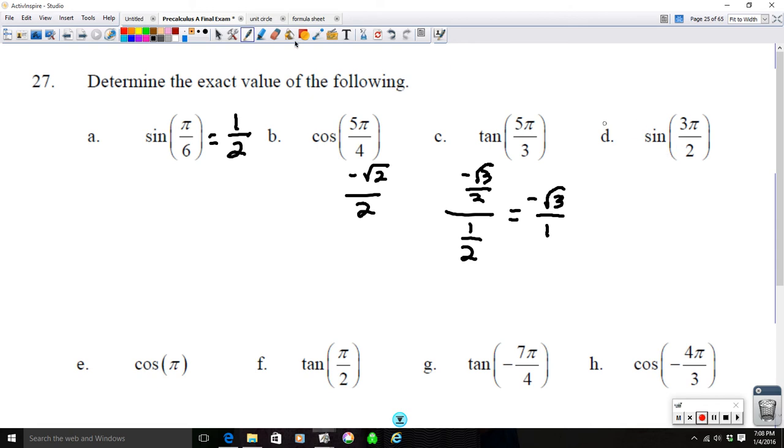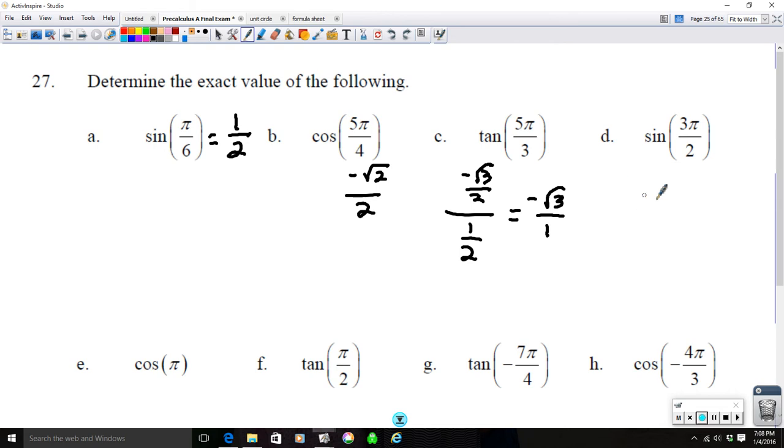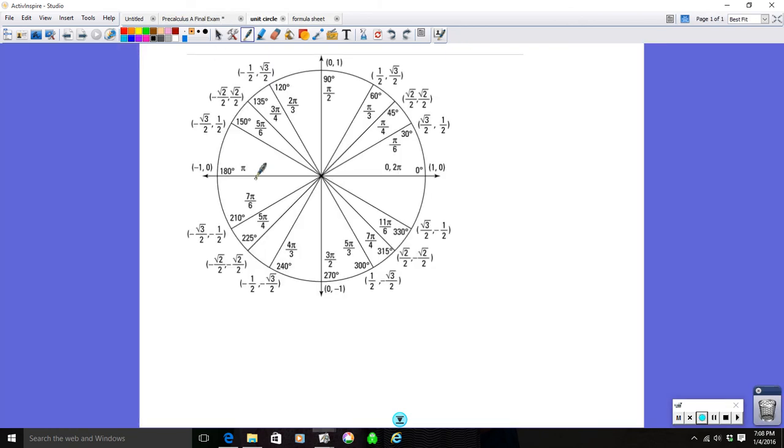Sine of 3 pi over 2 for letter D. So 3 pi over 2 is down here, and cosine comma sine. That means the sine is going to be negative 1. So this is negative 1. Letter E, cosine of pi. Again, pi is here, and cosine is the first number in the ordered pair, so that's going to be negative 1.